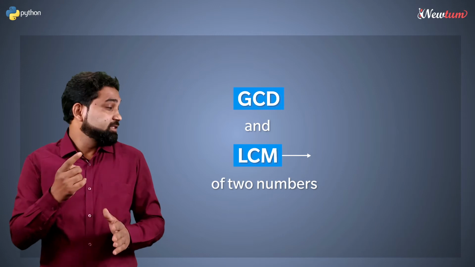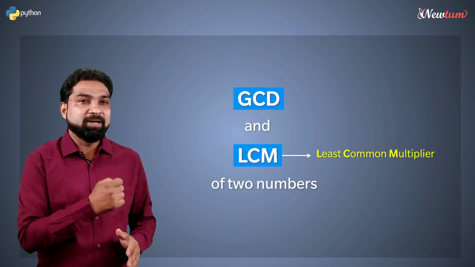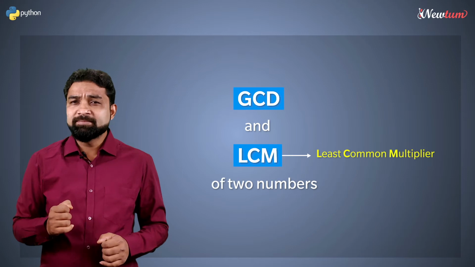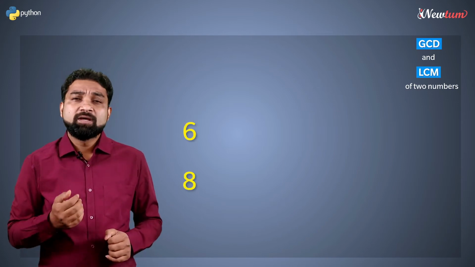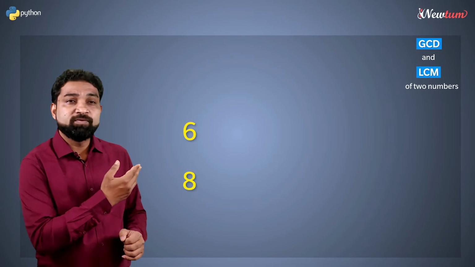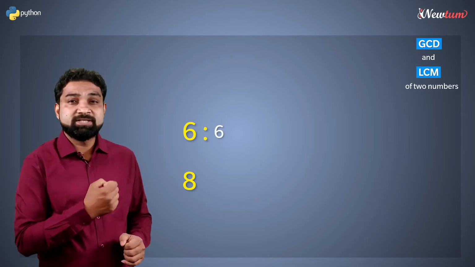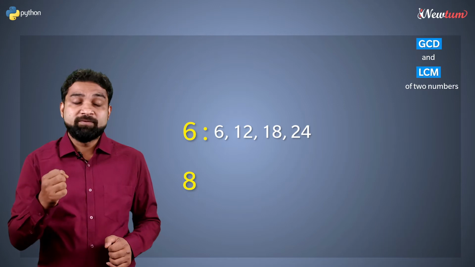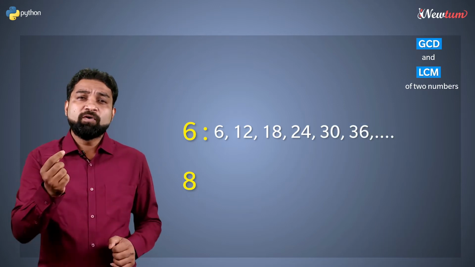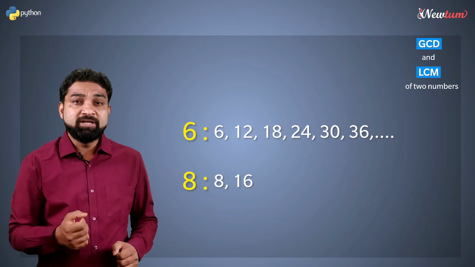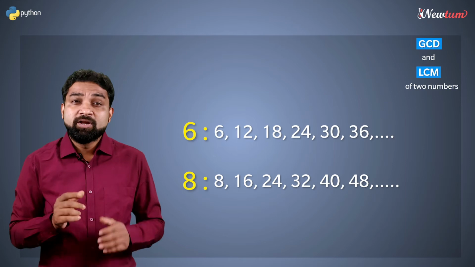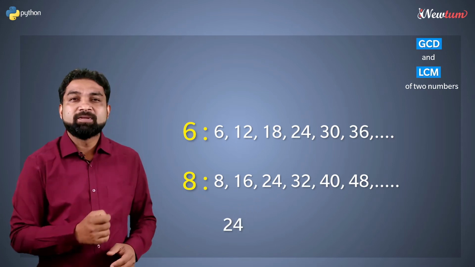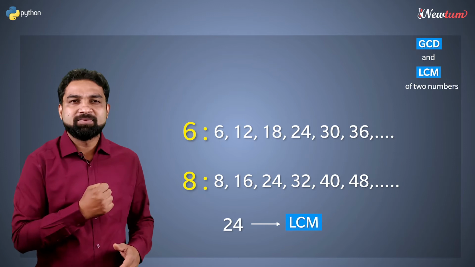Well, LCM is the least common multiplier. To understand LCM, let's consider an example. Suppose you have two numbers 6 and 8. Write the multiples of both. First, for 6, we have 6, 12, 18, 24 and so on. For 8, we have 8, 16, 24, 32, 40 and so on. You see, 24 is the common number over here and we call it LCM.